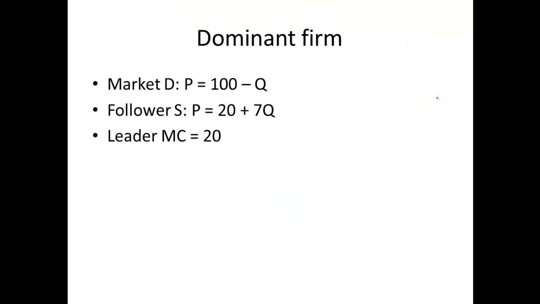Okay, let's talk about the dominant firm model. And now let's have an example in which the market demand curve is our old friend, P equals 100 minus Q. And the follower supply curve is P equals 20 plus 7Q. The final feature of the model is going to be that leader marginal cost is 20.